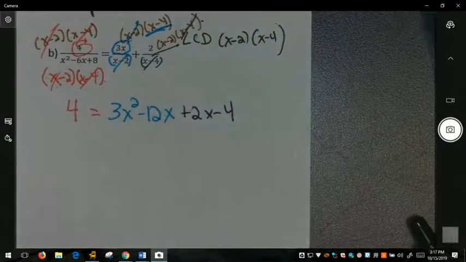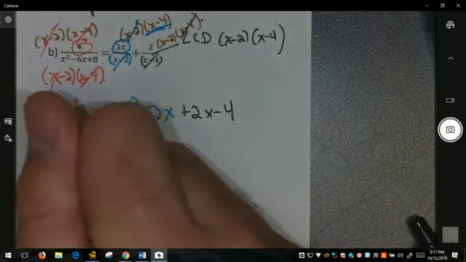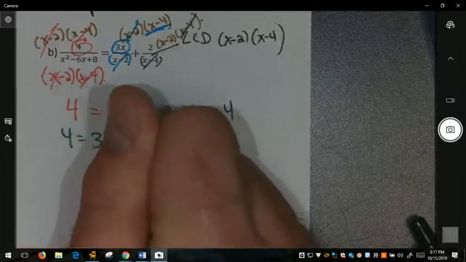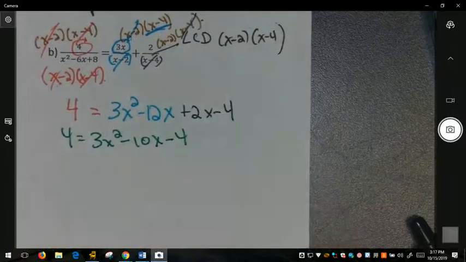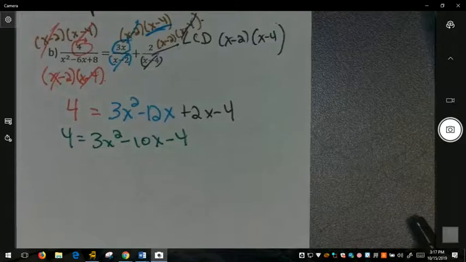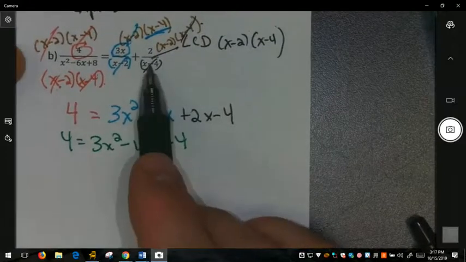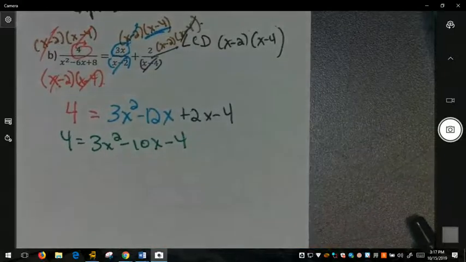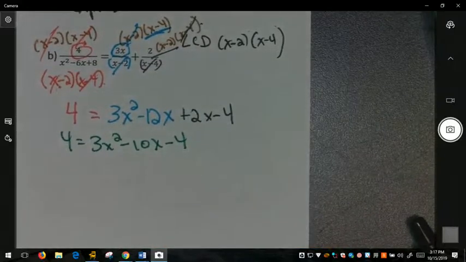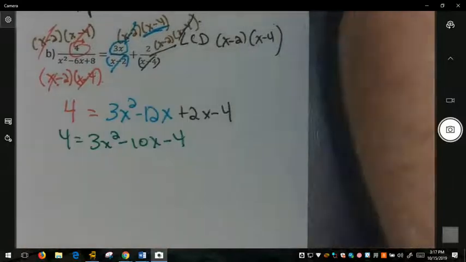When we combine like terms, we have 4 equals 3x squared minus 10x minus 4. This is a quadratic. We did not see a quadratic in the original equation, so by multiplying by this least common denominator, we may have introduced extraneous solutions. We'll have to check at the end.